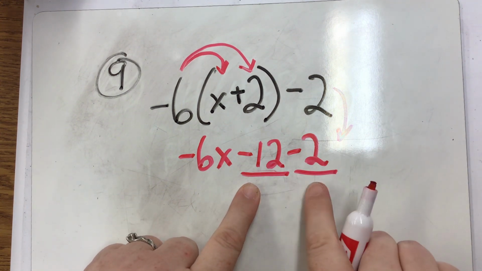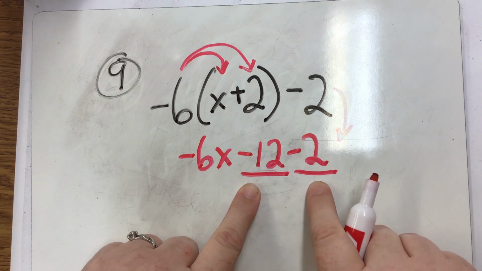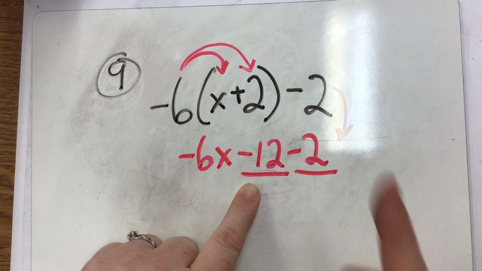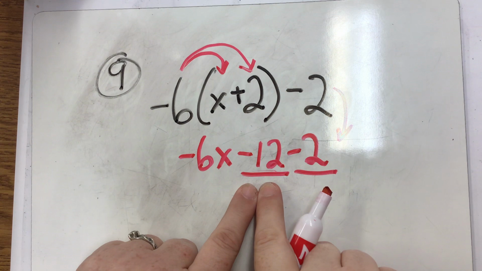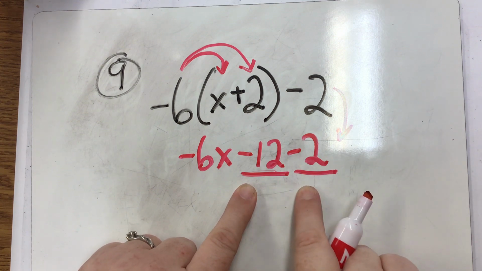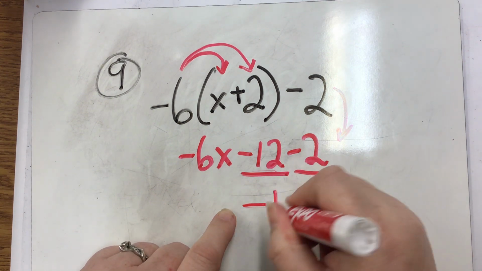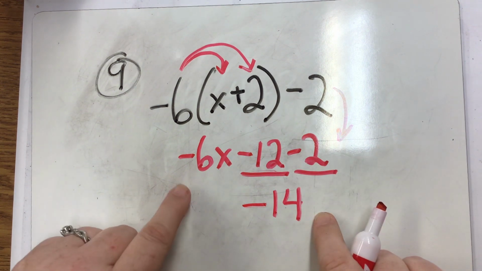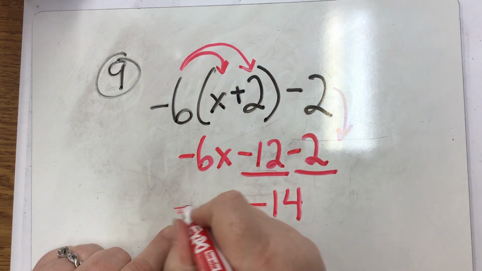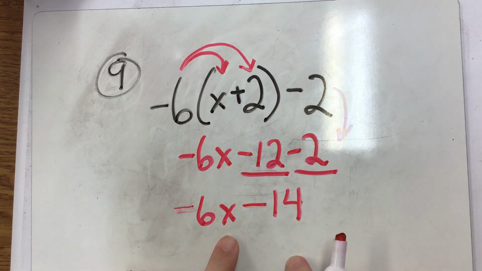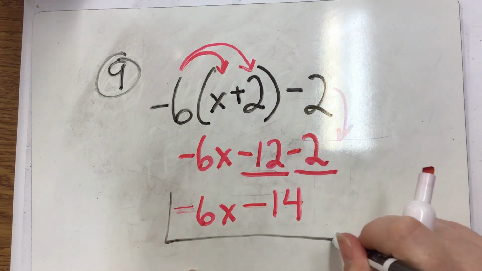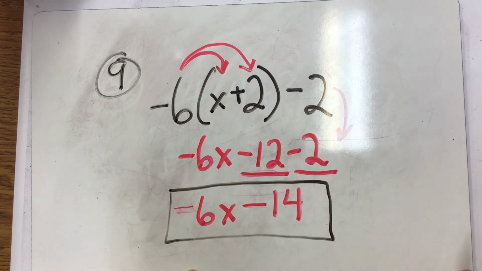What's negative 12 minus 2? I heard you think that it was 10. It's not 10. Use your calculator. Negative numbers will mess you up every time. Negative 12 minus 2 more is negative 14. And then don't forget our negative 6x over here. Okay, this has an x. This doesn't. We can't go any further. So that is our final answer.